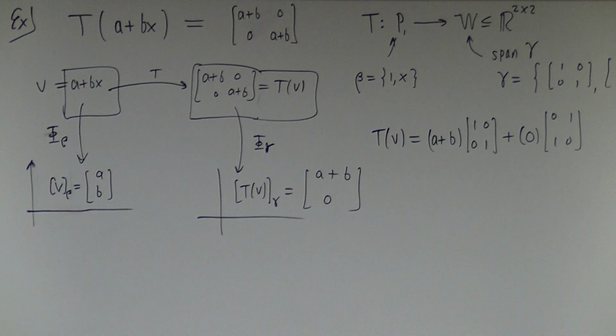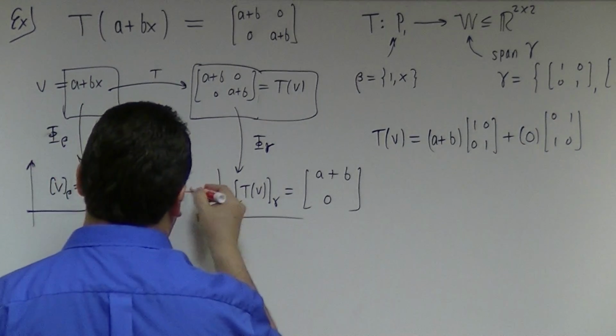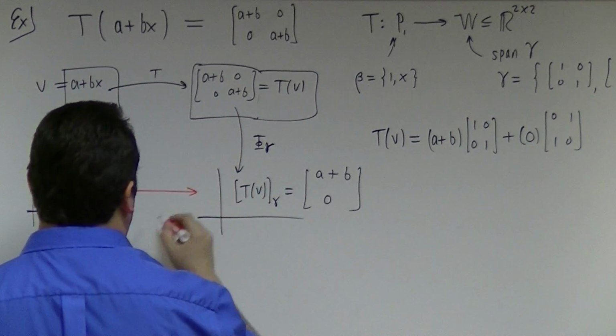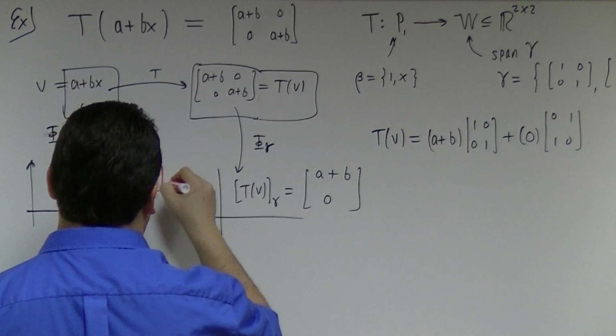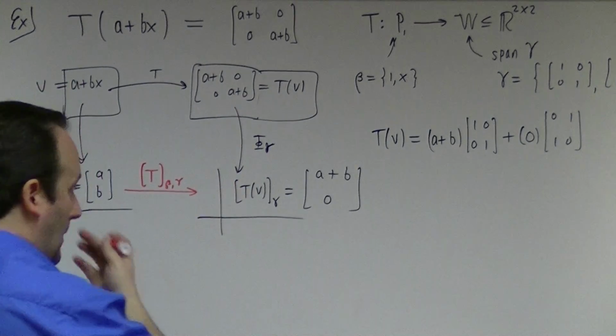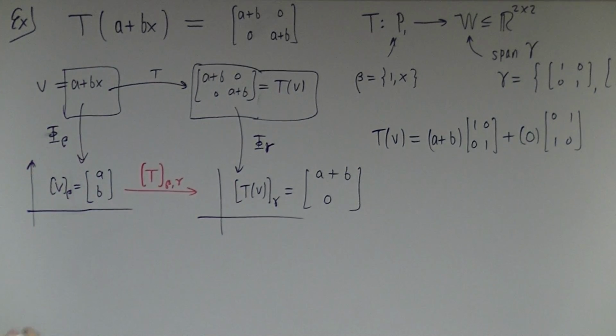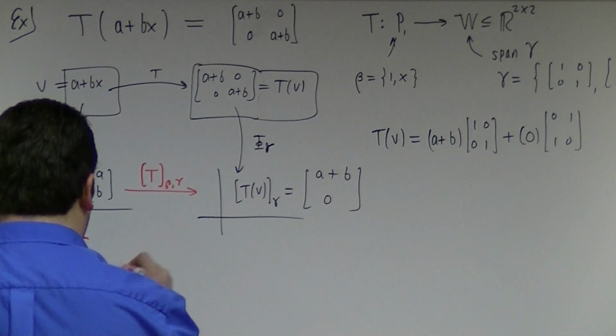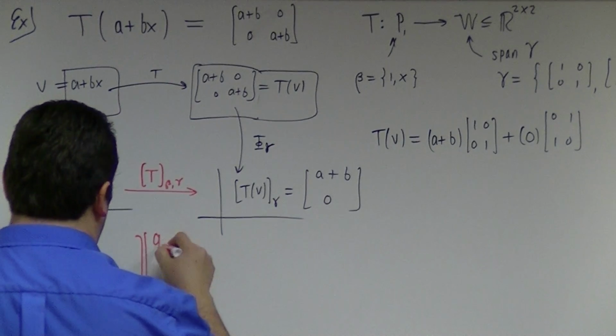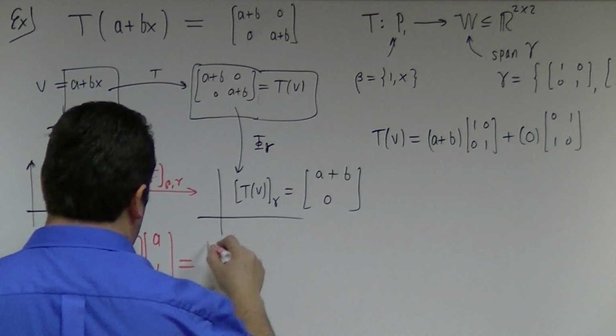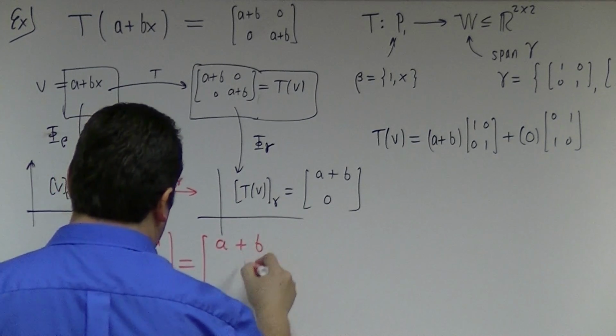Now, to find the matrix that goes from one space to the other, here like so, I need what I need. So my question is, what's my T of beta gamma for this example? Basically, I need to fill the blank here. This matrix times AB is equal to A plus B and 0.